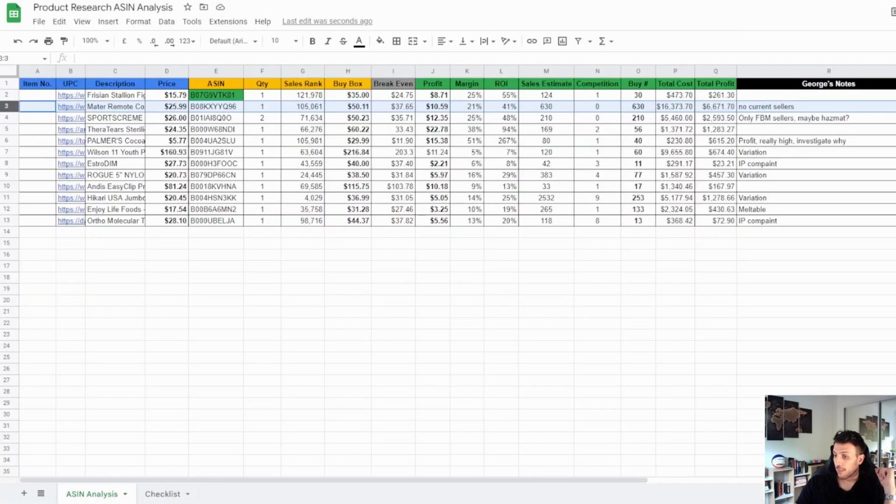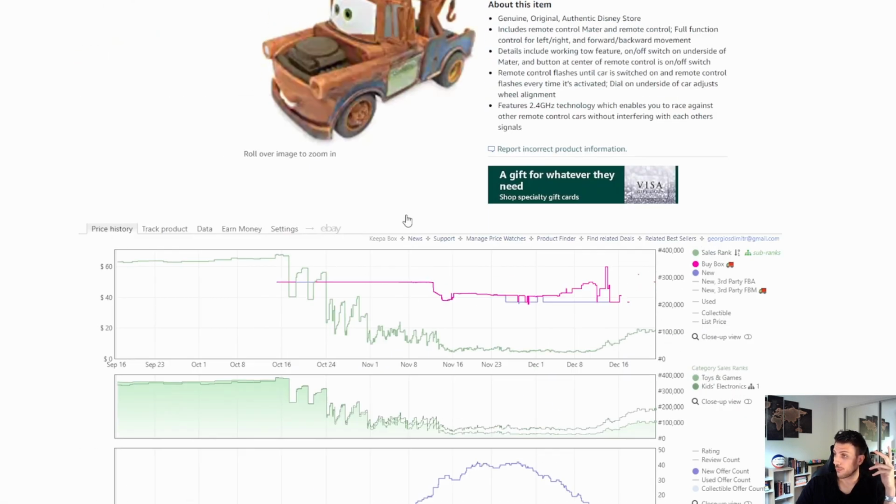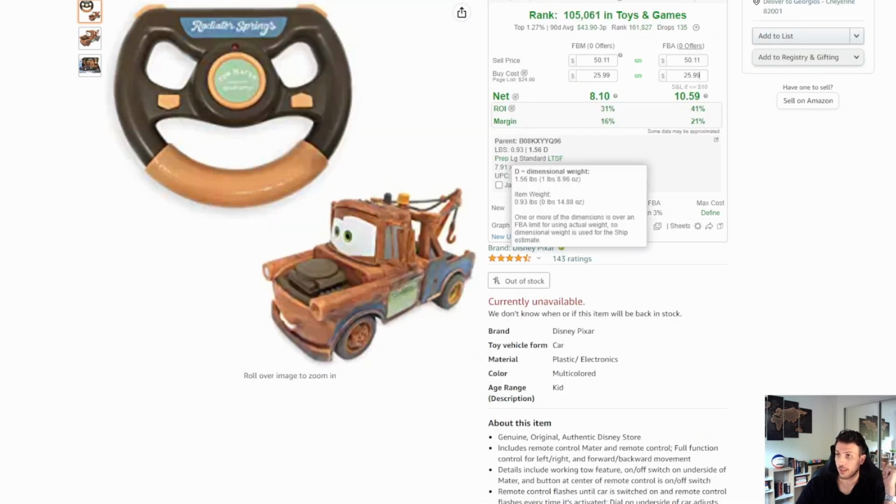Okay, let's go back to our checklist. Competitive sellers, there are no sellers. Total sellers, there are no sellers. Variation, I don't believe it's a variation. No, it's not a variation. There's nothing over here, no clickable links to other products that are similar.